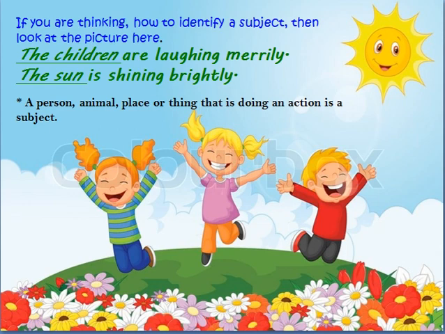Okay, look at the next example. The sun is shining brightly. Who is shining brightly? The sun. So if you ask the question with who or what, that is, who is doing the action or what is doing the action, the answer that you get will be the subject of the sentence. So the person, animal, place or thing that is doing an action is a subject. Okay, let us move on to verb.